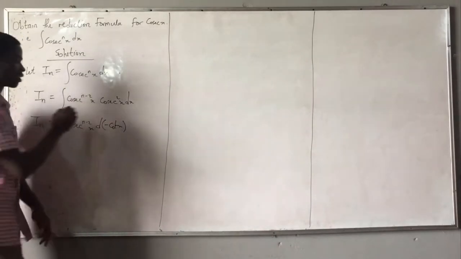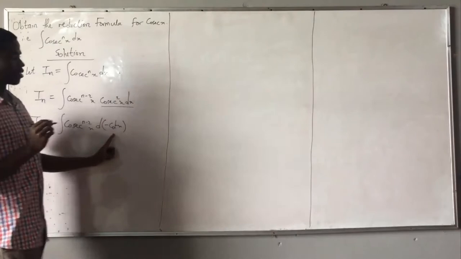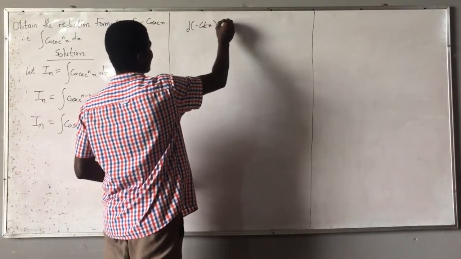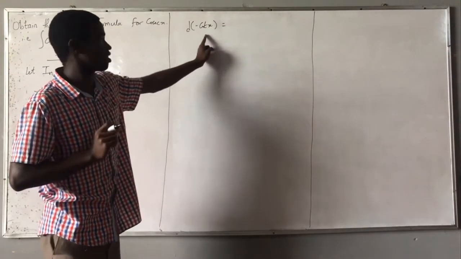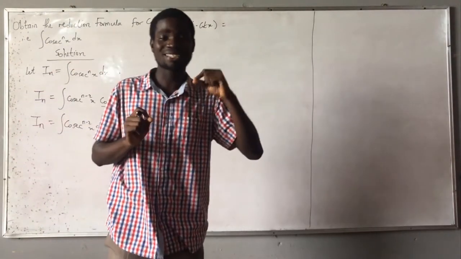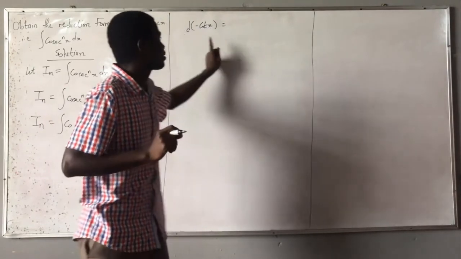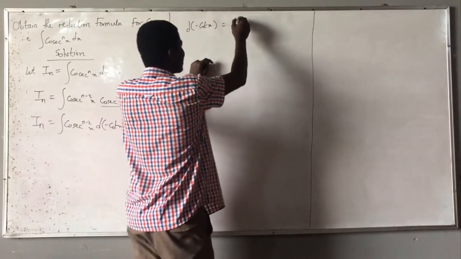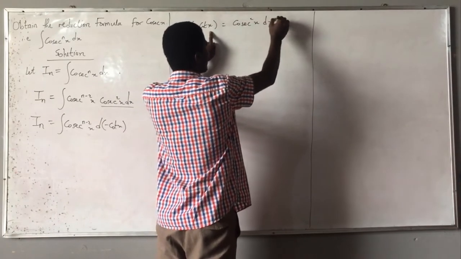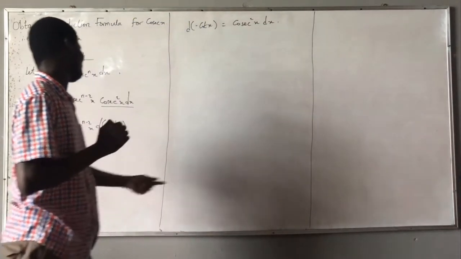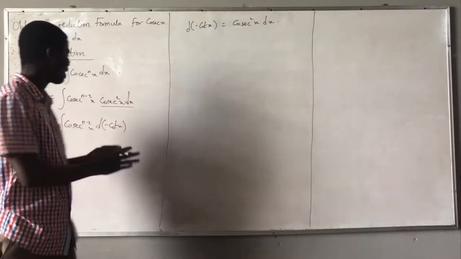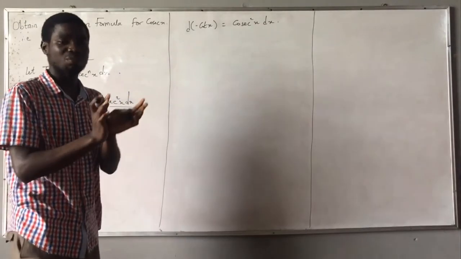So this is what happened here. If you have d of minus cot x, that is, if you differentiate cot x, the answer is minus cosec^2 x. But the minus is already here, so everything will just end up becoming cosec^2 x, and then I've differentiated with respect to x. Or you can just use the normal substitution. But what I have just done here is I want to use integration by parts.